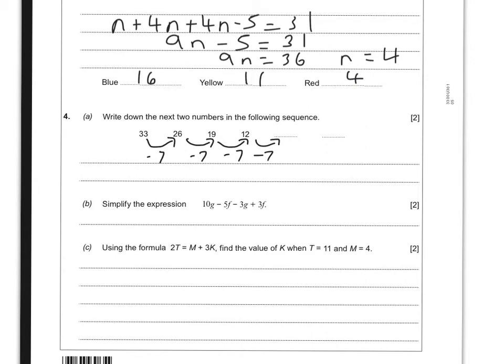Therefore, I know that I'm going to subtract 7 to give me 5, and subtract 7 to give me negative 2.